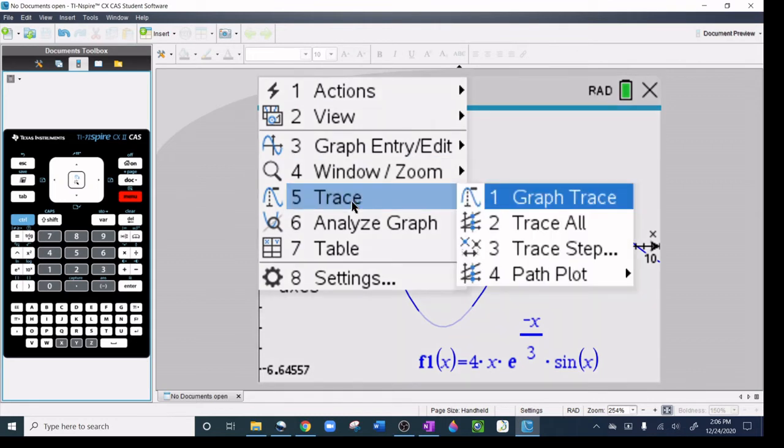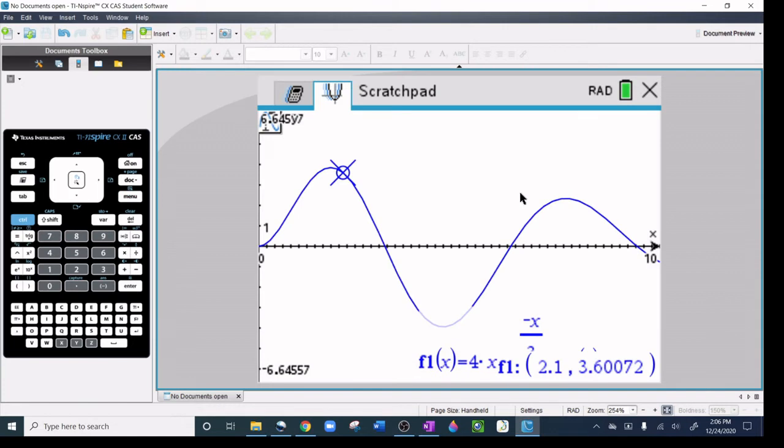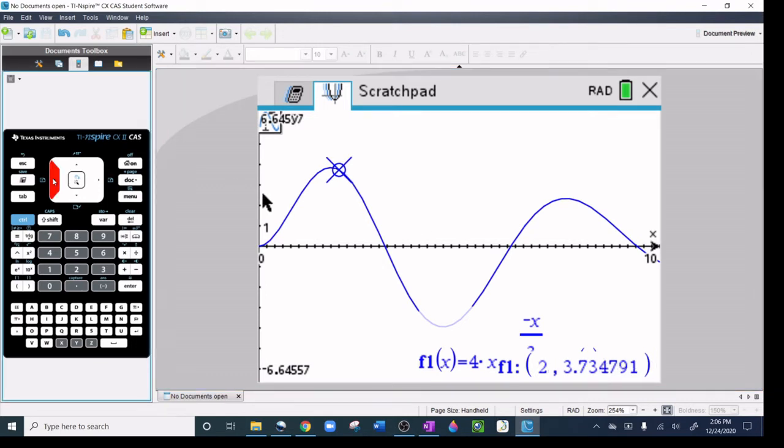I'm going to trace, and I can do graph trace. So I need exactly a value where x is equal to 2, what is that y value? So if you guys check, my mark right there is already on 2.1, which is equal to 3.6. So the slope is, if we can move this a little bit more to make it 2, there you go, that's exactly 2.